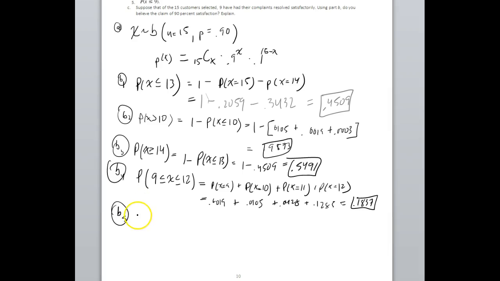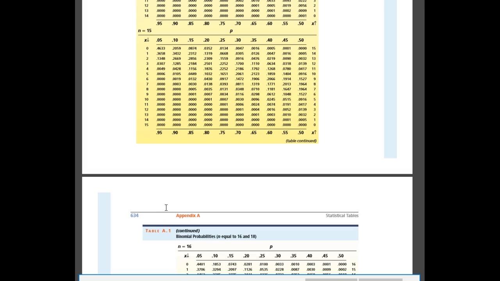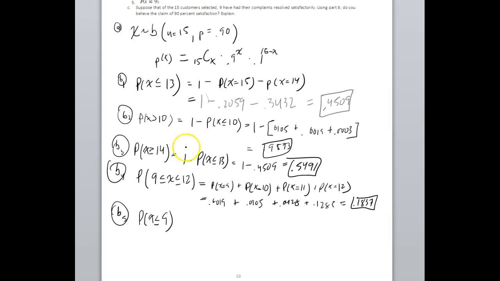Is the probability that x is less than or equal to 9. And we can actually use, no, I think we'll just add them up because those are all very small values. Yeah. So less than or equal to 9, 0.0019 plus 0.003.